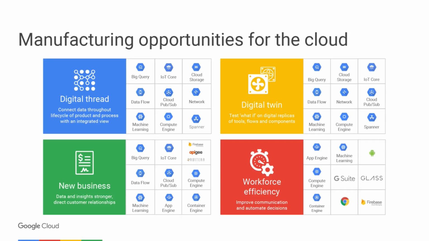So let's bring all those technologies together and really start to look at the 4 key pillars in manufacturing. You can see that Google Cloud has capabilities to enable transformation across your enterprise. So connecting data throughout the life cycle of a product or a process, providing a digital thread. Or perhaps if you're looking at a digital replica or a digital twin of a process or a product, enabling you to build a model that allows you to run simulations or what-if analysis.